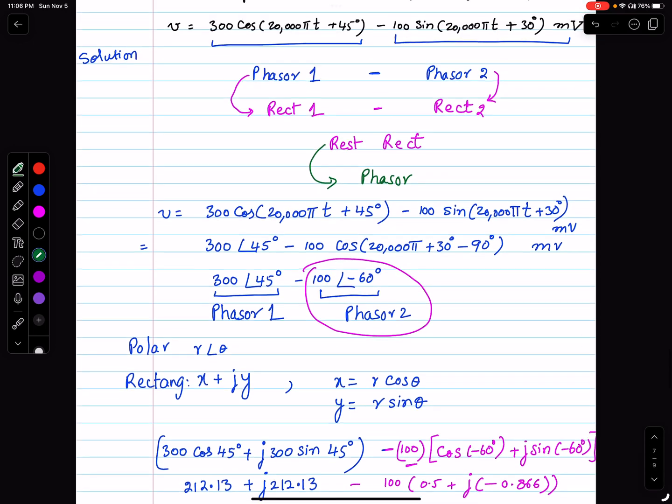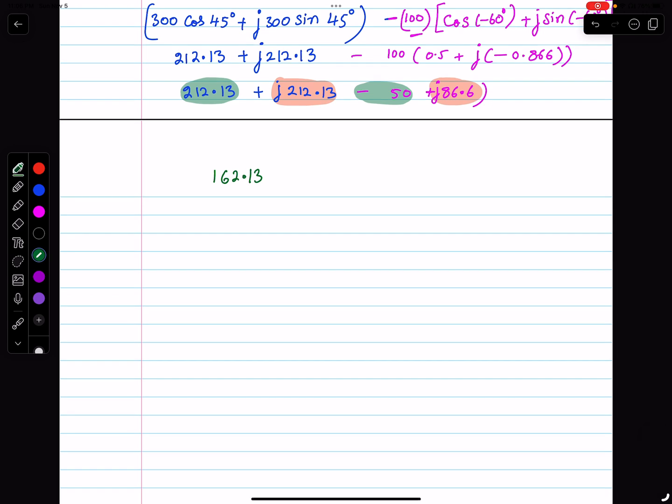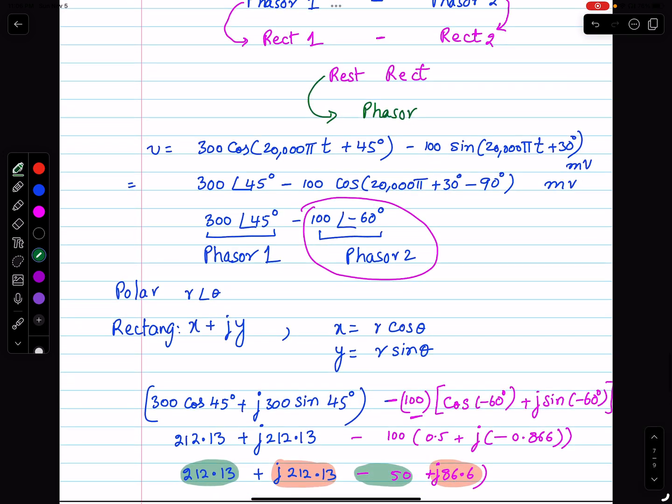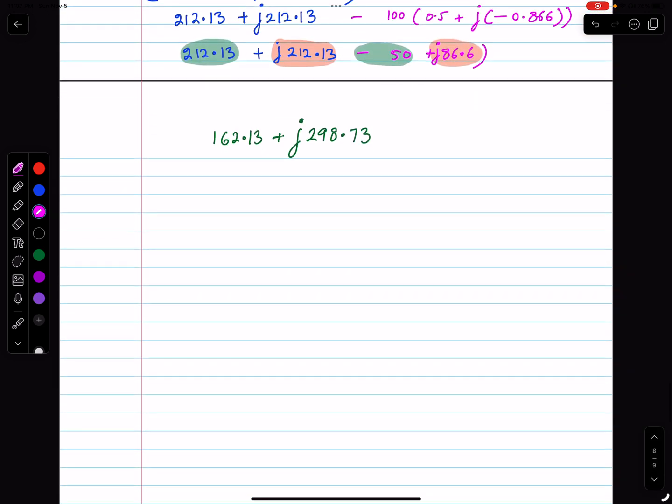162.13 is the real part, and when I add 212 and 86.6, I get j 298.73. Okay, so this is the result in rectangular form. So we are at this step now. You just have to convert to phasor form. Okay, how do we convert this to polar form or phasor form?